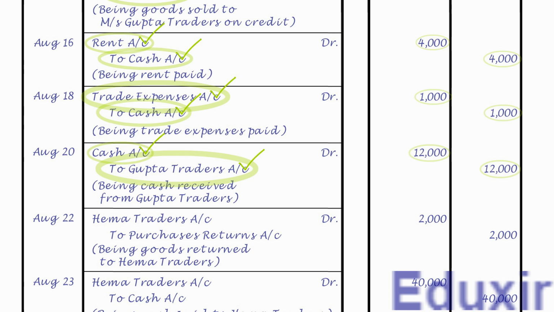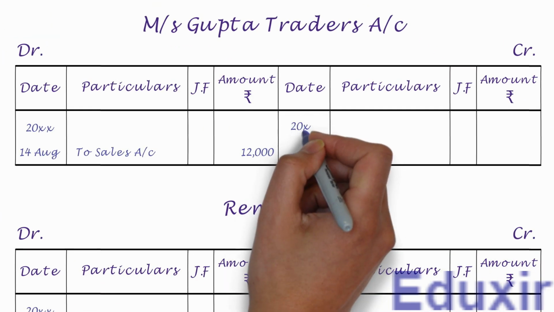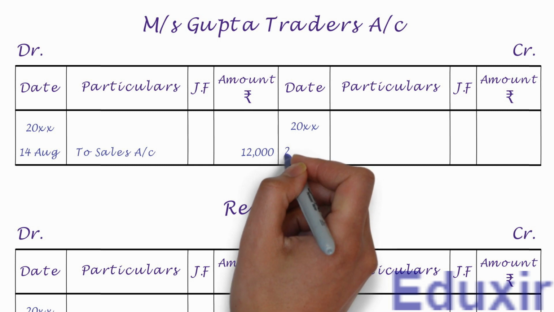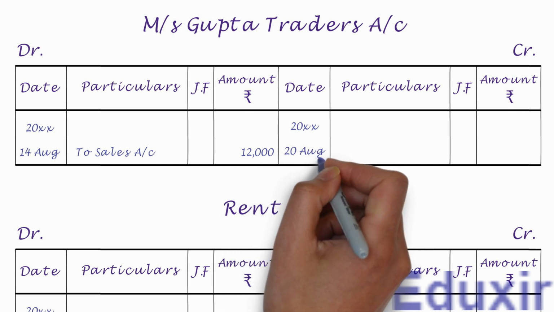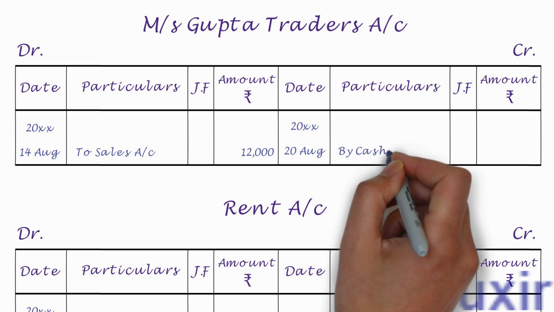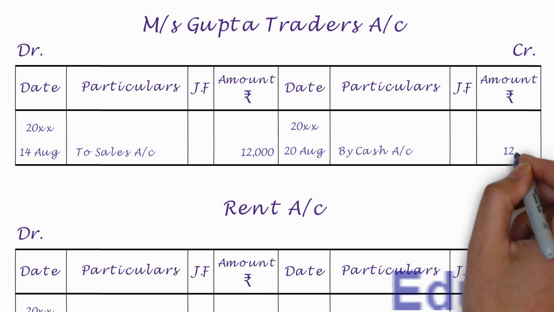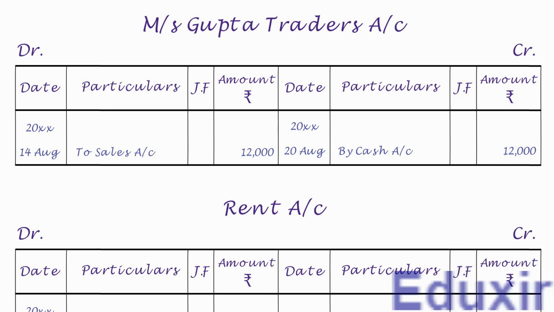As this is the first entry on the credit side, let's first write the year in the date column. Let's then write the date. We need to write by cash account into the particulars column. Let's write the credit amount of 12,000 rupees into the amount column. With that, we have completed the posting of this journal entry into Messrs. Gupta Traders account. Let's now take up the next entry.